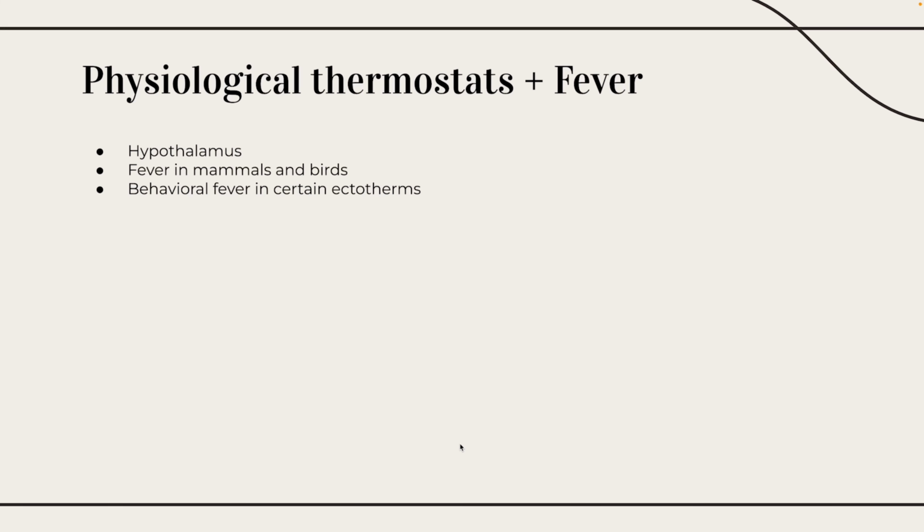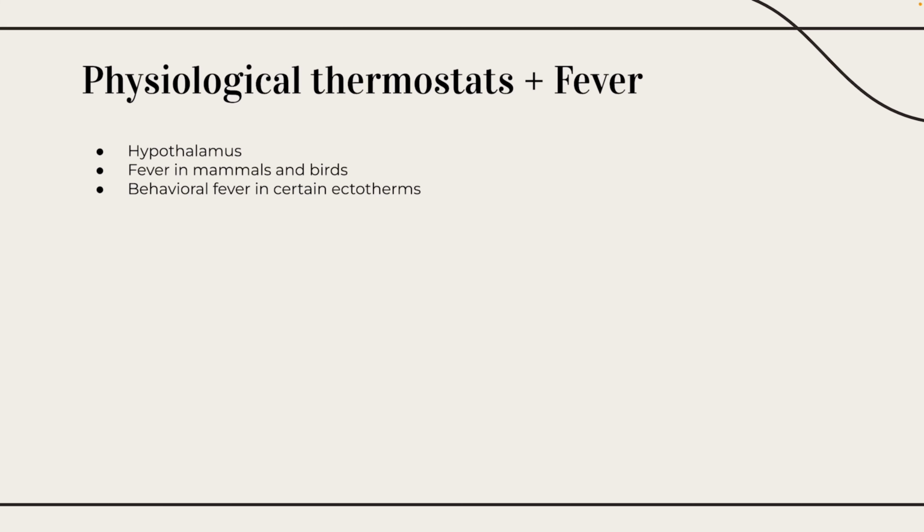All right, so now let's talk physiological thermostats and fever. Our big physiological thermostat is the hypothalamus in your brain. It controls all the homeostasis things. If you ever hear a question about homeostasis, hypothalamus is kind of like a buzzword right there. Those are two things you should associate together, hypothalamus and homeostasis. It controls body temperature, hunger, all sorts of things.